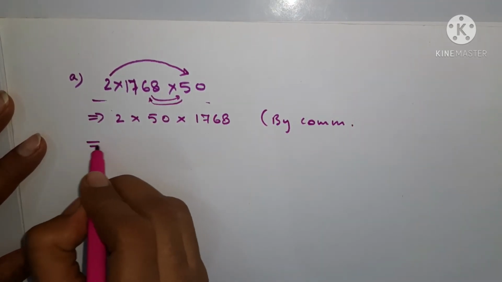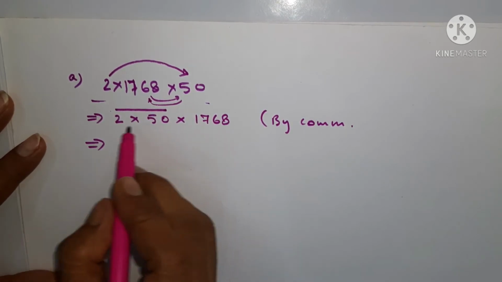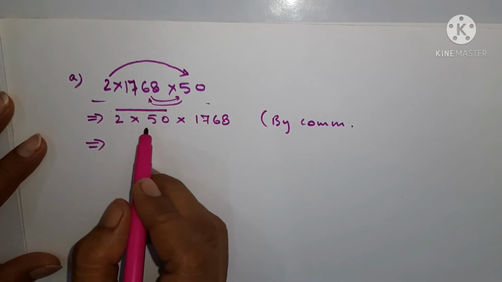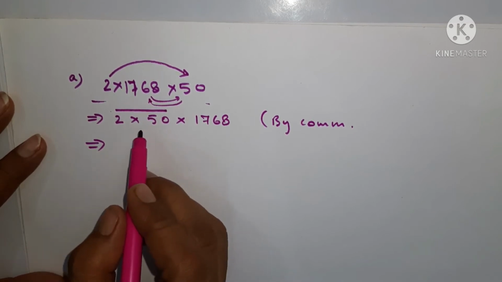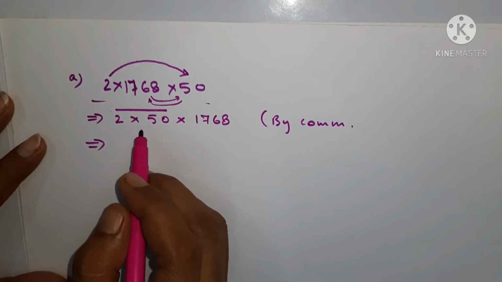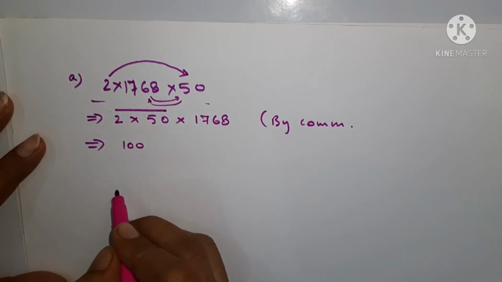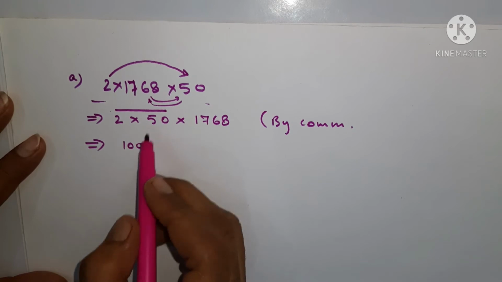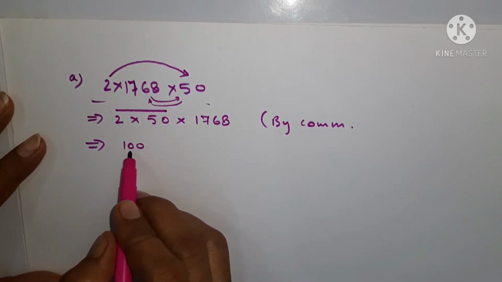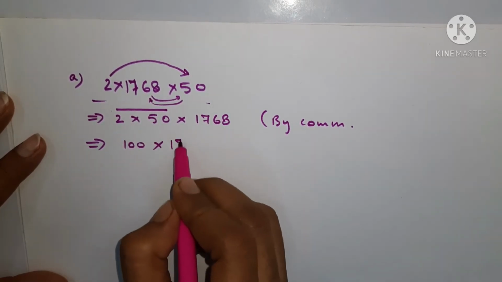Then secondly, you take these two numbers first and group them together. Why are you going to take these two numbers together? Because you will get the value in terms of multiples of 10. You can see that 2 fives are 10 and you are getting here 100, isn't it? So it is easier, you are getting multiples of 10. You can see that the number ending here is with 0, right? And then you have 1768.